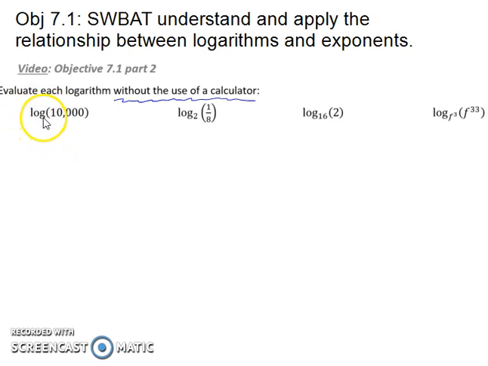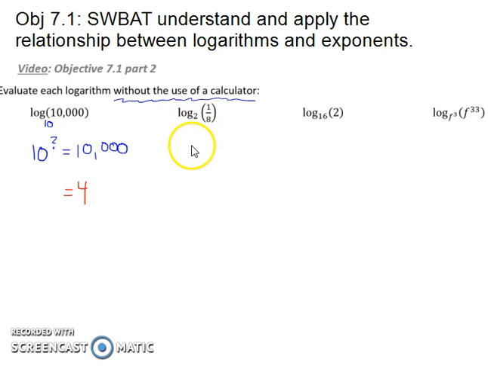Log without a base written means base 10, so just to remind myself of that. What this is saying is 10 to what power gives me 10,000? And that's what I need to find. Remember, a log equals the exponent that you're looking for. So in this case, it's 10 to the 4th power, so this is equal to 4. And that's it. You can verify on the calculator, and it'll tell you the same thing.